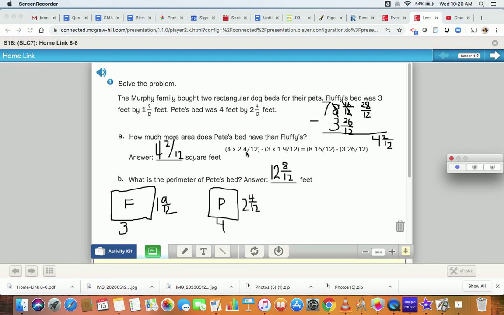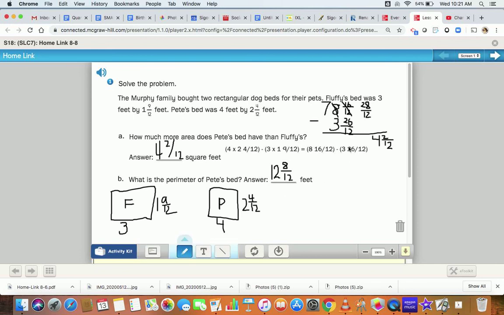So 4 times 2 and 4/12 would be 8 and 16/12. 3 times 1 and 9/12 would be 3 and 27/12. Sorry, I did that wrong. Okay, so that should be 27 instead of 26. So that's going to change my answer. So we have 8 and 16/12 minus 3 and 27/12.